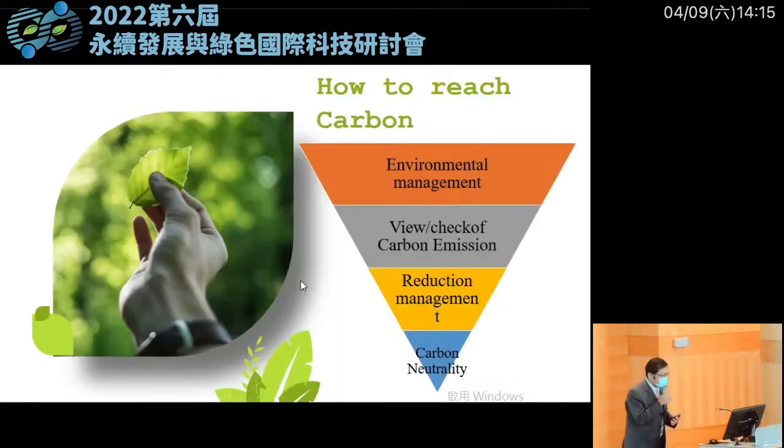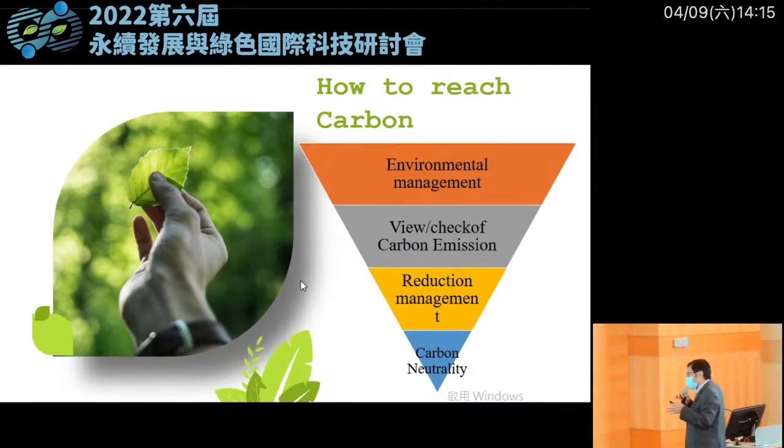So this is the background about the carbon dioxide problem. Then the second issue is how to reach carbon neutrality. So I think we can separate it into four steps. The first step is we need to do some environment management. We need to do this first.